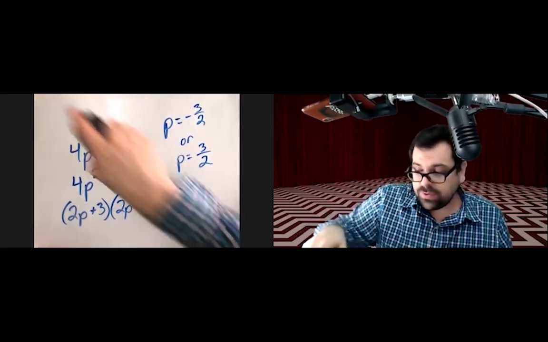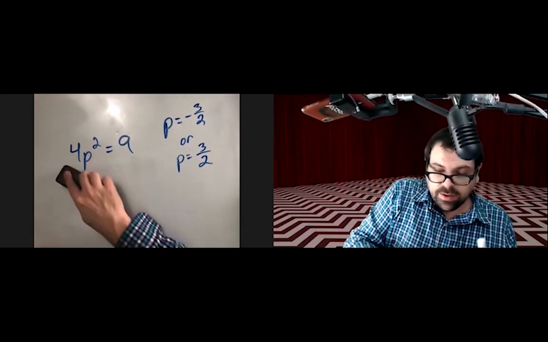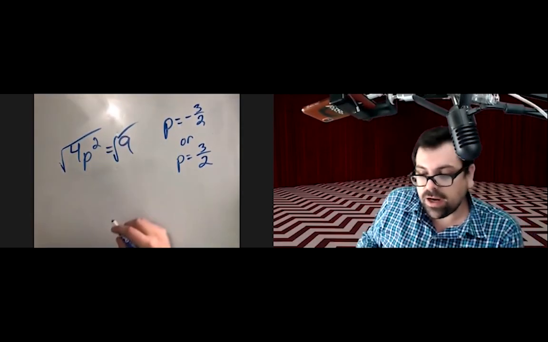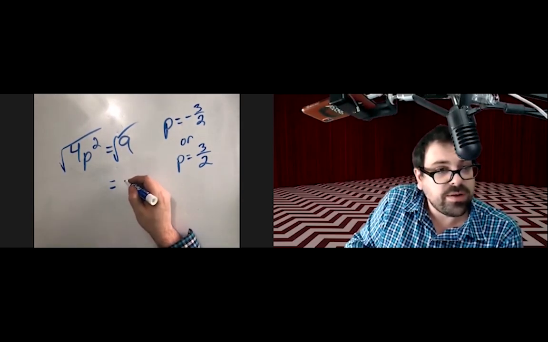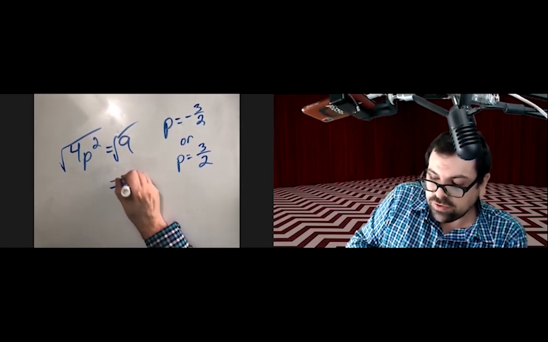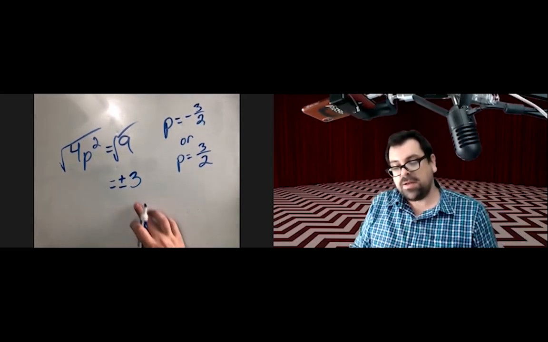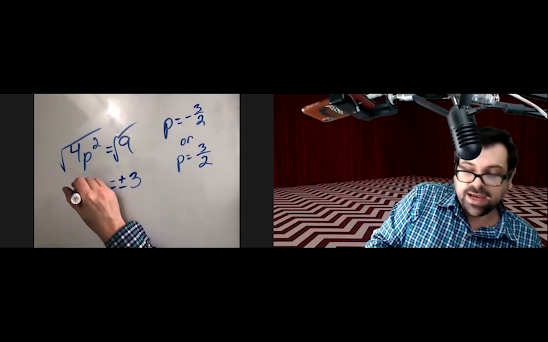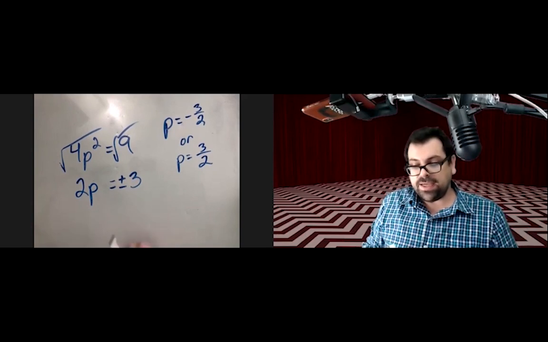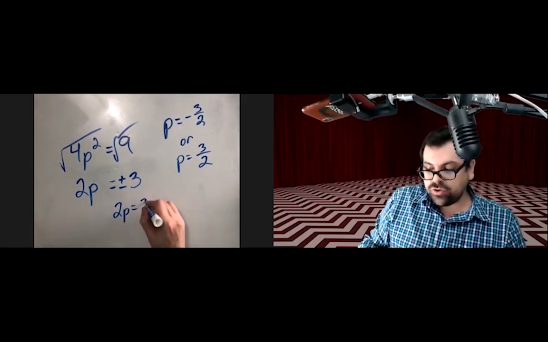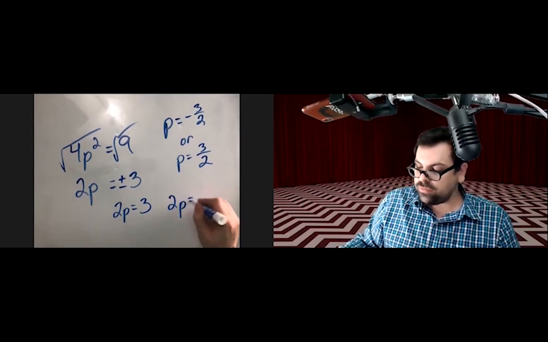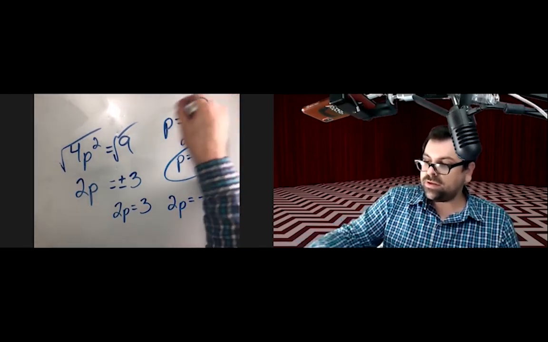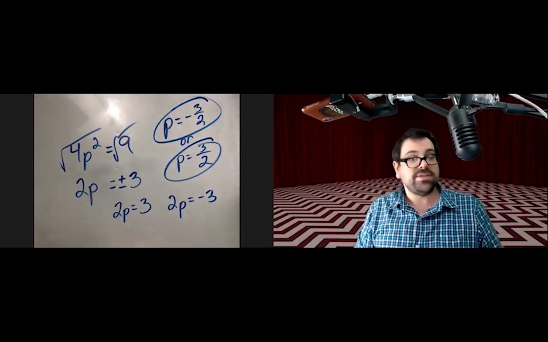Now I present to you the square root property. We are allowed to take the square root of both sides, being careful that when we take the square root of a number while we're solving, we do both plus or minus as answers, because 3 times 3 is 9, and -3 times -3 is 9. This would be 2p equals plus or minus 3. 2p equals plus 3, 2p equals minus 3. p equals +3/2, p equals -3/2.